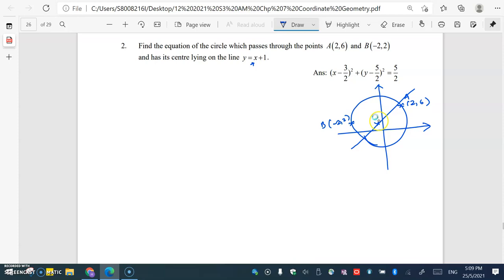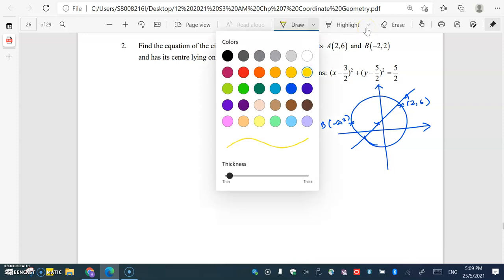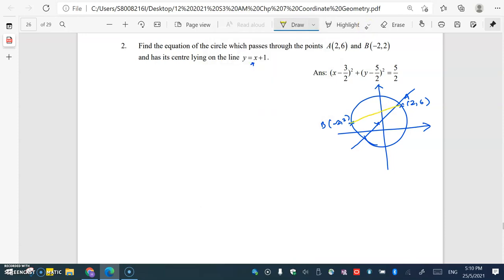Right? Now, if I join AB, because A and B are just any 2 points on the circumference, if you draw them and join them, essentially you get a chord. All right, and if from the center you draw a perpendicular bisector down, you know that this is the midpoint. It splits this into 2 equal halves. Yeah, the yellow line essentially splits that into 2 equal halves.